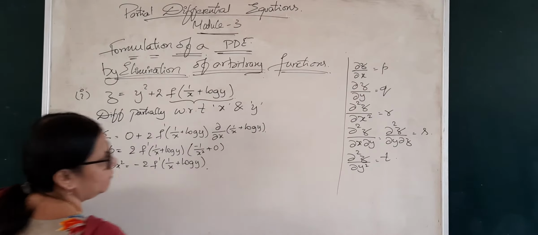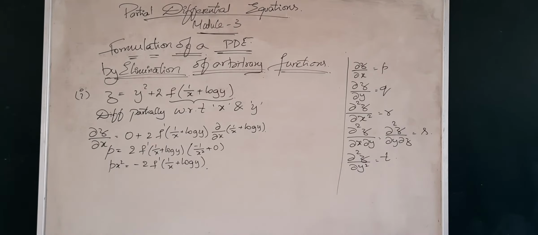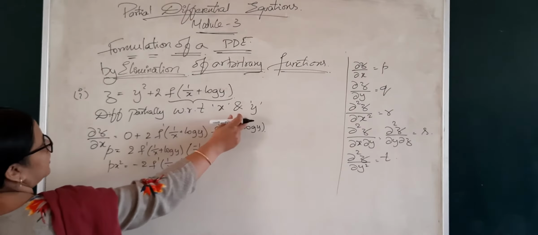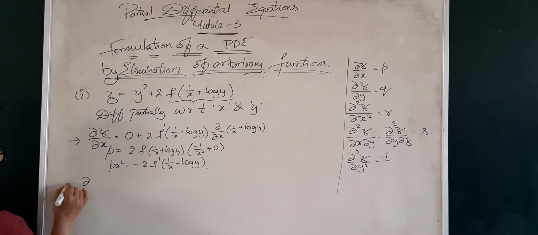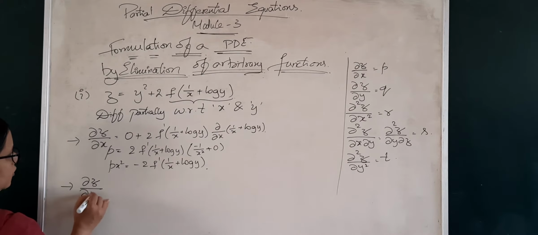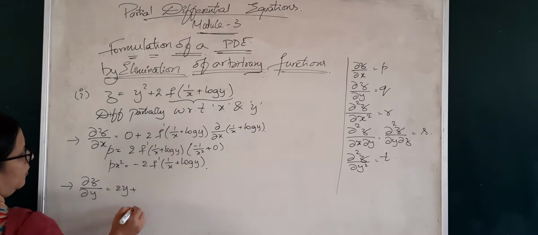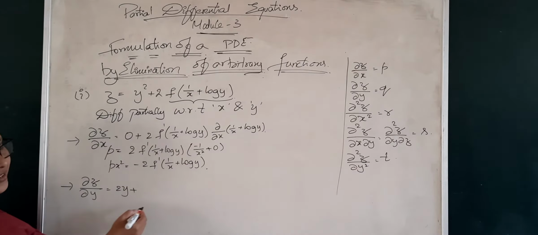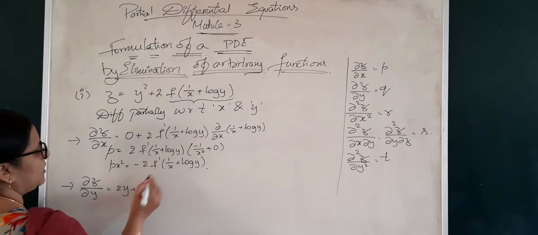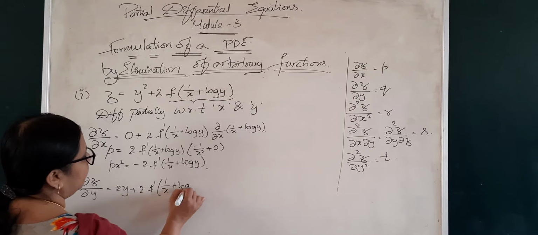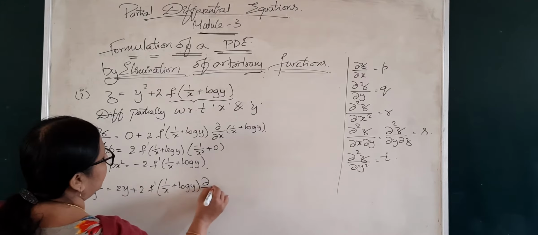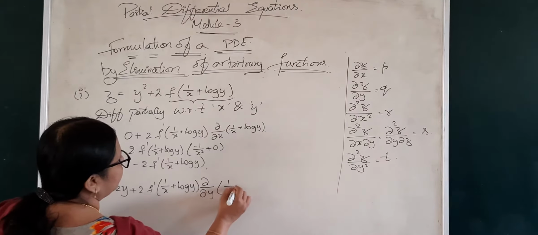Now coming to the second part, let us see. Now differentiating partially with respect to y. z is being differentiated with respect to y. This is with respect to x, this is with respect to y. So we get the derivative of y square with respect to y, which is 2y, plus the function similarly, but instead of dou by dou x we consider dou by dou y. So f dash of 1 by x plus log y into dou by dou y of 1 by x plus log y.